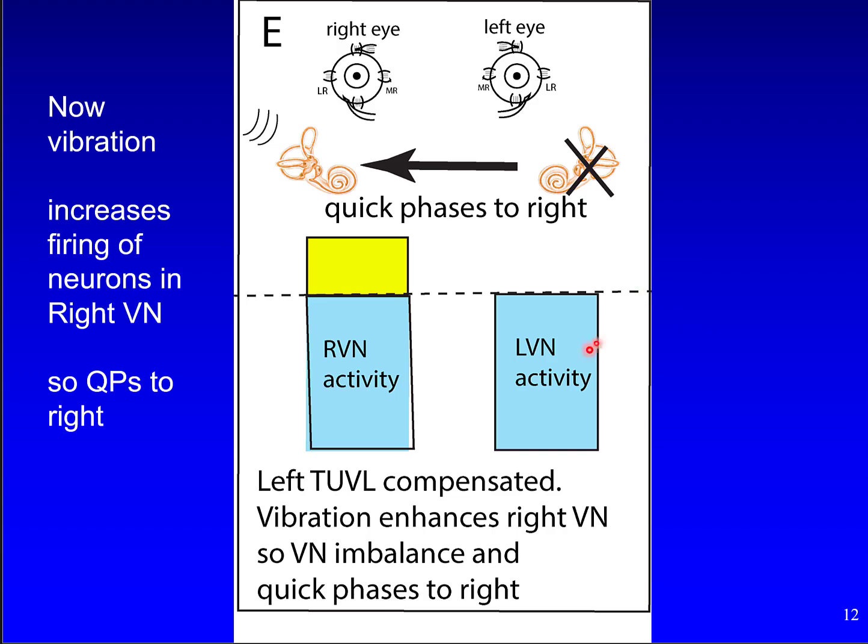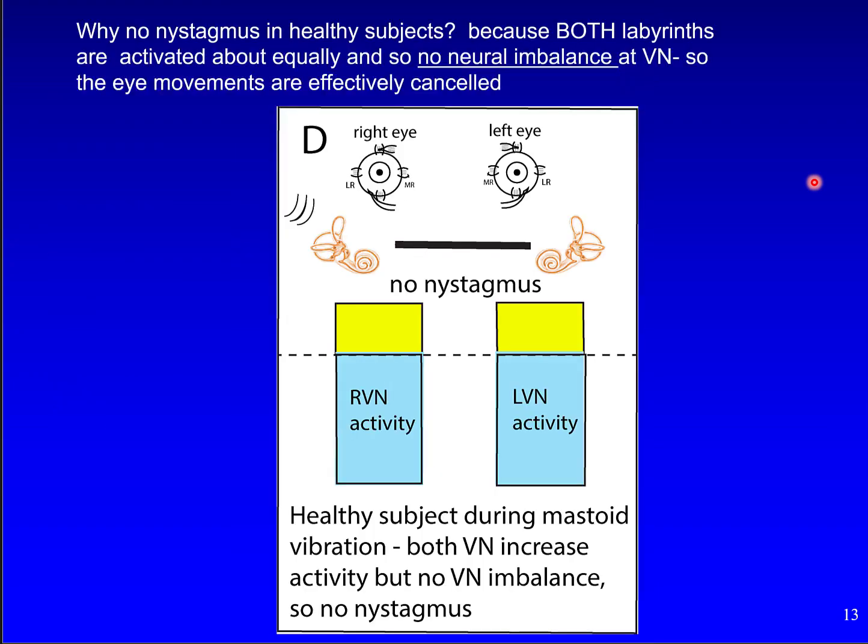Now, if you do the same kind of thing in a compensated person, but deliver vibration, it now enhances the activity on the remaining side, the side of the remaining labyrinth. And so there's an imbalance between the two sides, so you get quick phases away from the affected ear once more. Why is there no nystagmus in healthy subjects? Because both labyrinths are activated about equally, so there's no neural imbalance in the two vestibular nuclei, and the eye movements are effectively cancelled.